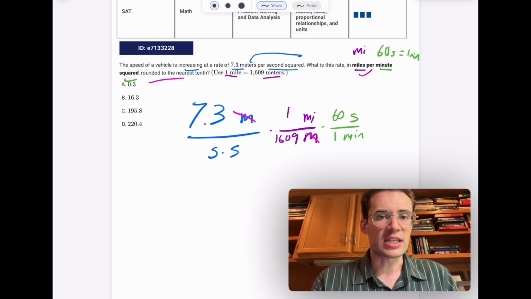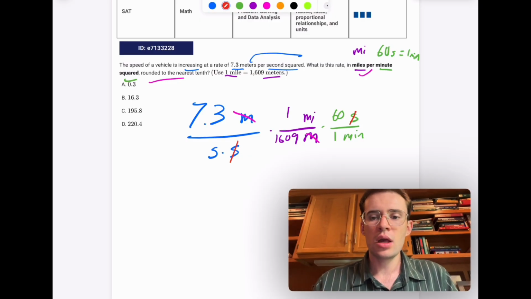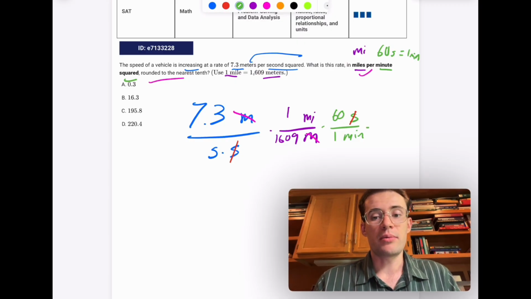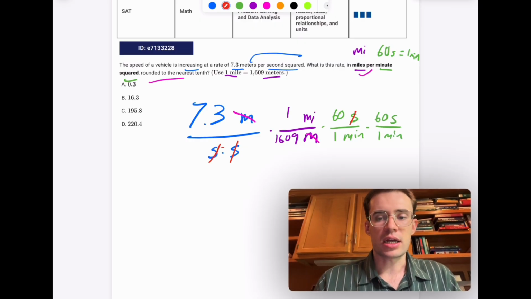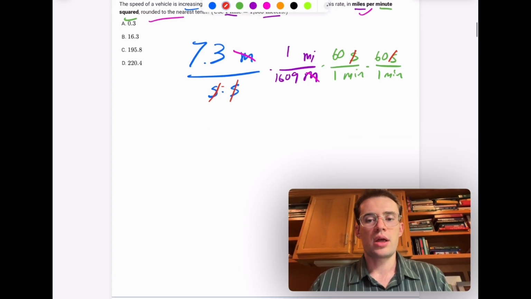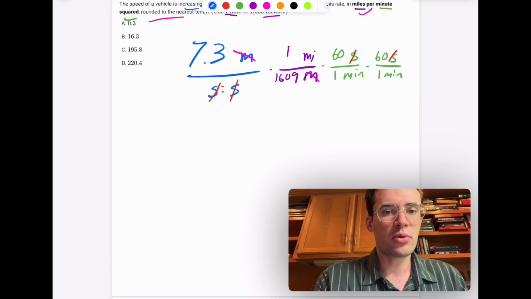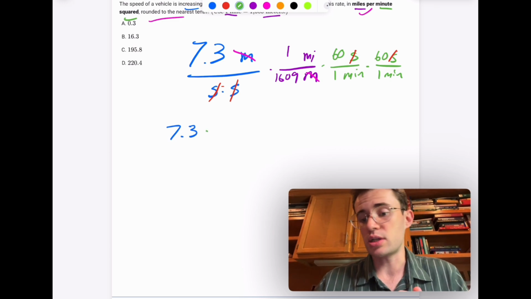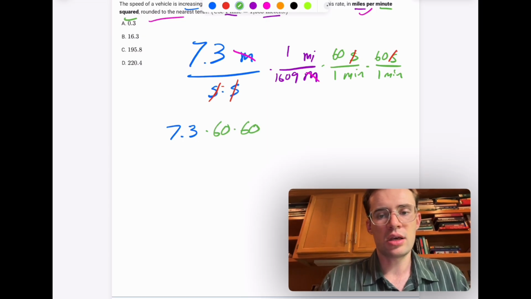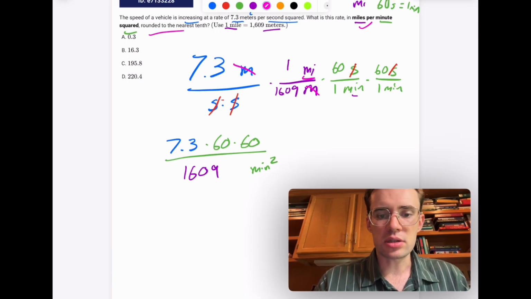So this will get rid of one of the seconds, right? Seconds divided by seconds. But if we want to get rid of both of those seconds and end up with per minute squared, then we need to multiply it again. So times 60 seconds over 1 minute again, and seconds like that. All right, so that means that what we're left with is 7.3. We don't need to write times 1, that won't change the value, times 60, or you could write times 60 squared or times 3600, but times 60 over, and then 1609 times 1, and you need to write those units. And now let's write all the units as well. So minutes times minutes, that will give us minutes squared. And in the numerator, we've got miles. Okay.